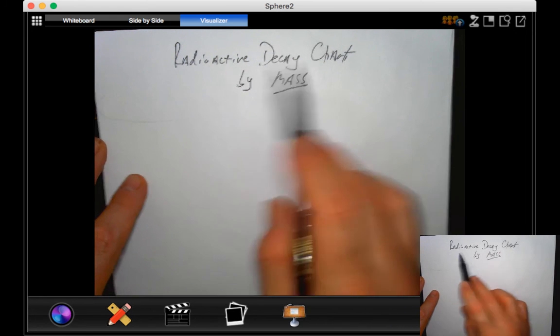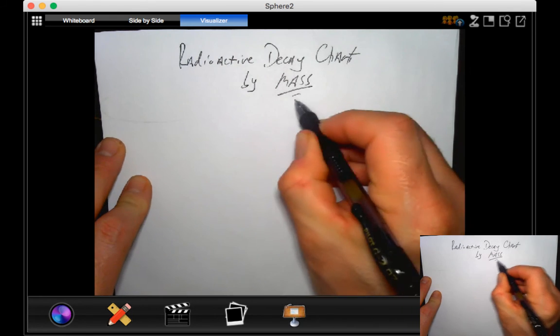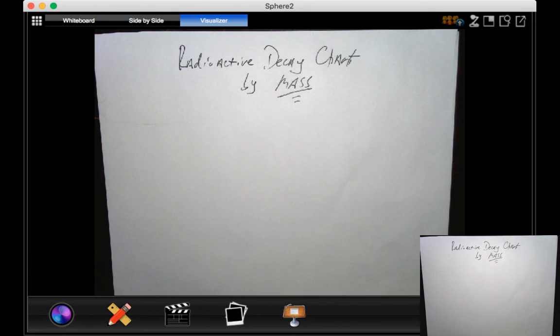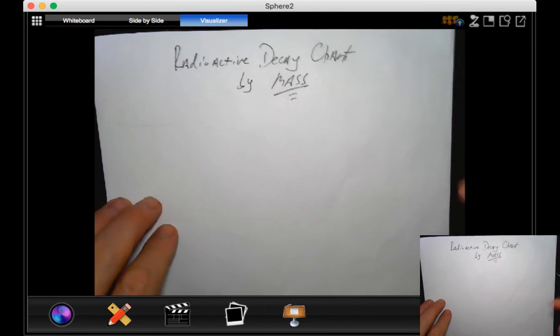Today, I want to look at the radioactive decay chart, but by mass. I have another video for percentage. By mass is a little bit different. So, building the chart. Building the chart looks almost the same.